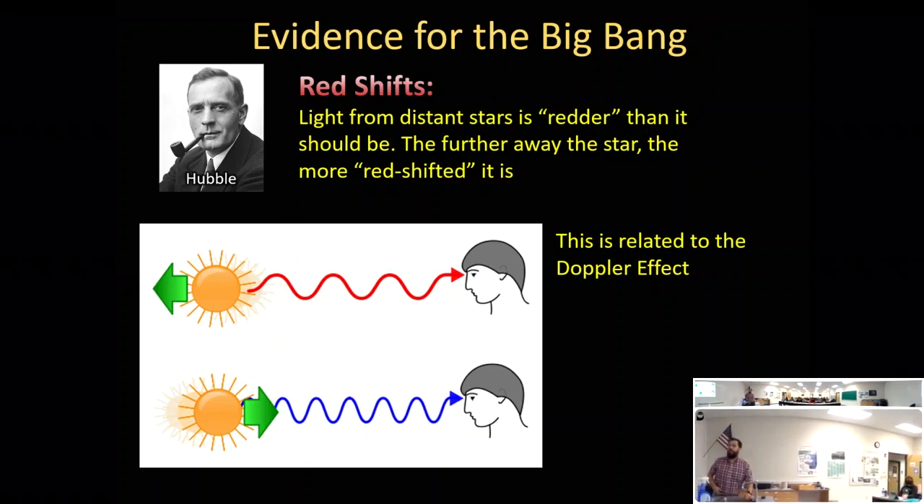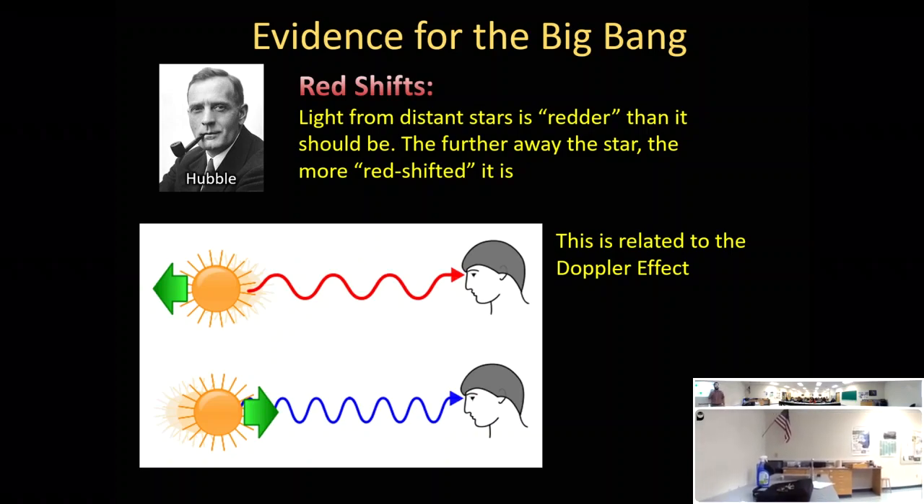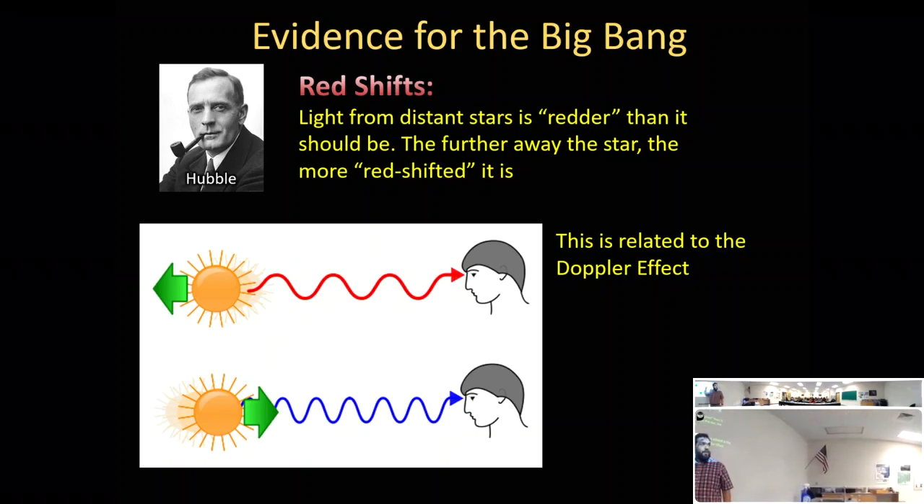One thing that Hubble noticed is that when you look at stars from far away, the light that comes from the stars is a little bit more red than it should be.